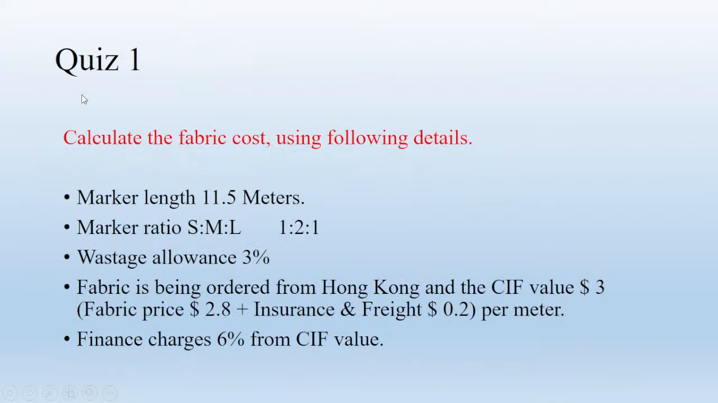And this is an example question. Here it's marker length. We have to calculate the fabric cost based on these details. Fabric length is 11.5 meters. Marker ratio is small, medium, large, 1 into 2 into 2. That means 4 pieces are there in that marker. Wastage allowance is 3%. Fabric is being ordered from Hong Kong and the CIF value is $3. Fabric price 2.8 plus insurance and freight $0.2 per meter. So finance charges is 6% of the CIF value.